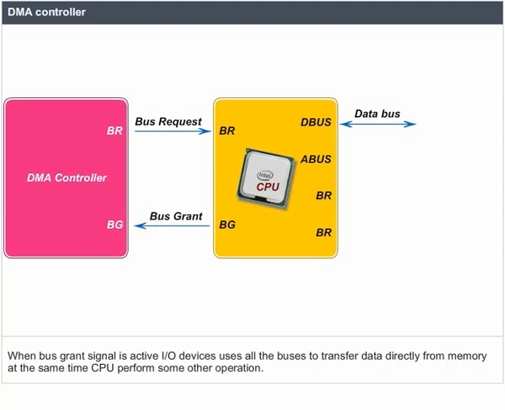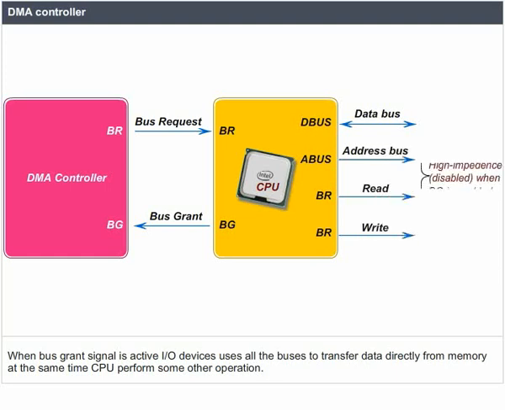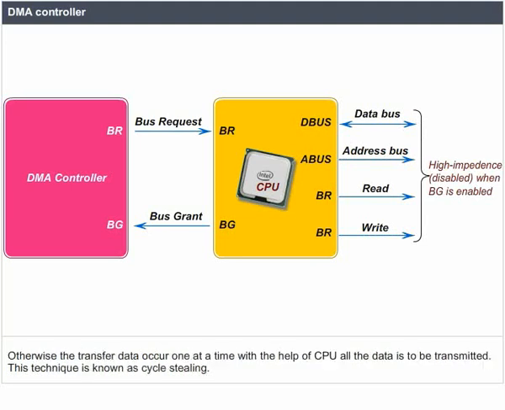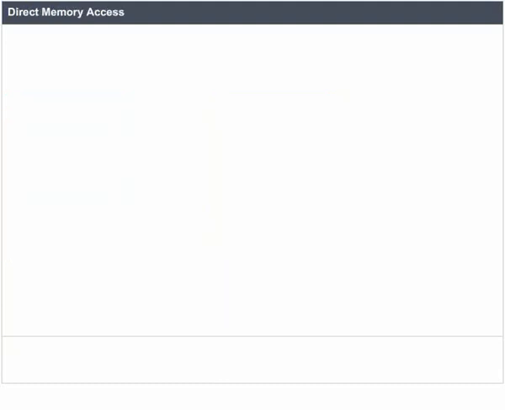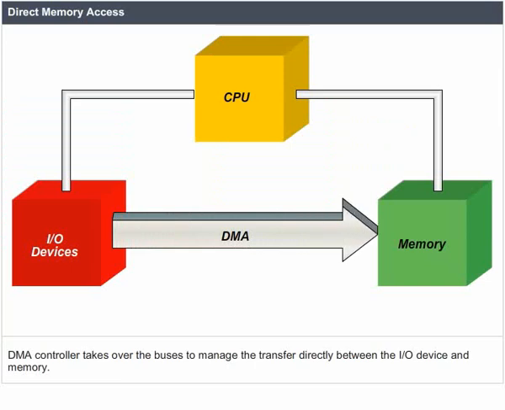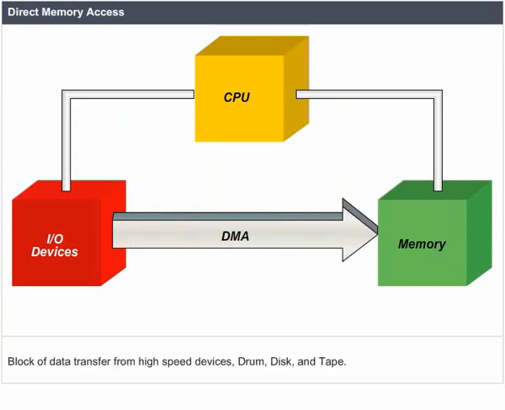When CPU is performing any operation, it stops temporarily and releases those buses and enables bus grant control line. When bus grant control signal is active, input-output devices use all the buses to transfer data directly from memory at the same time. Direct memory access. DMA controller takes over the buses to manage the transfer directly between the input-output device and memory. Block of data transfer from high-speed devices: drum, disk, and tape.